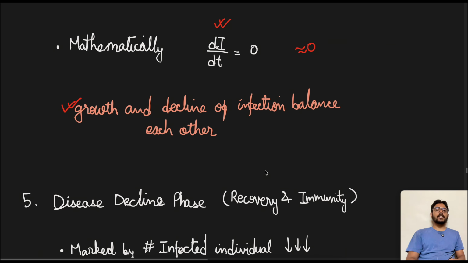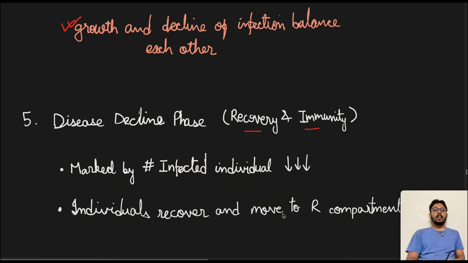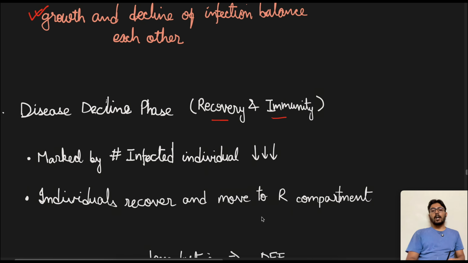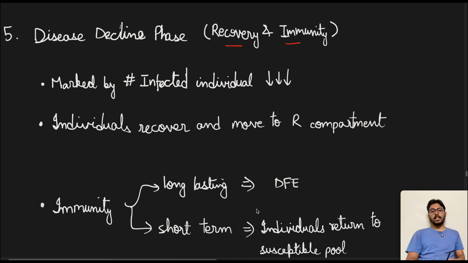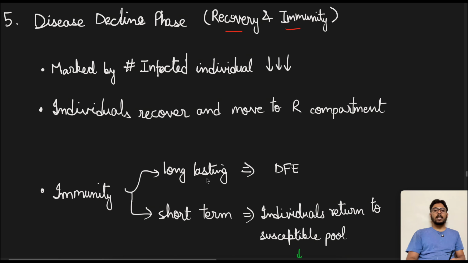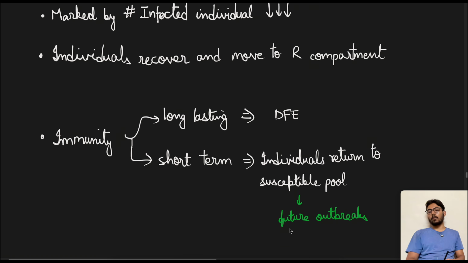The fifth one is basically the decline phase and is marked by recovery and immunity. So as I said just now, this is going to be marked by the number of infected individuals reducing rapidly. Individuals recover and move to the R compartment. Immunity can be either long lasting, leading to a DFE state, or it can be short term, where the individuals return to the susceptible pool for future outbreaks or other discussed states above, right?